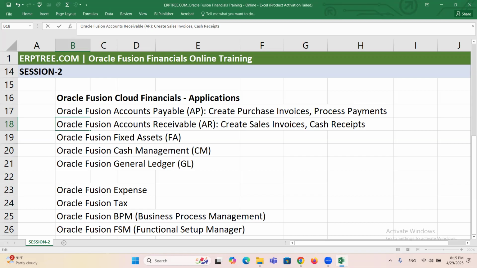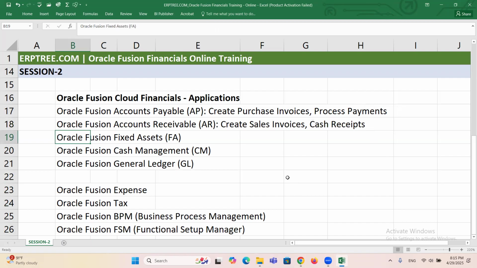When we sell some goods or provide services, we have to bill the customer. As an organization, we have to bill the customer. The billing we call a sales invoice. When we sell something to the customer, the customer will make the payment. Whatever payment we receive, we have to record as a cash receipt.